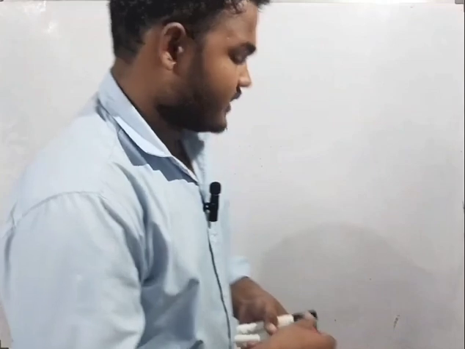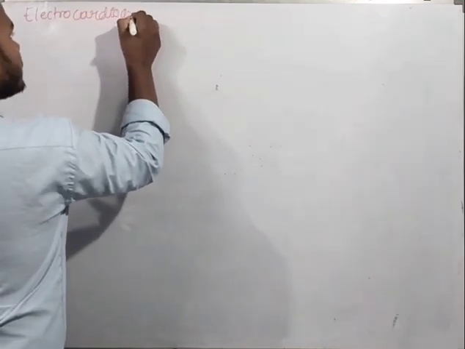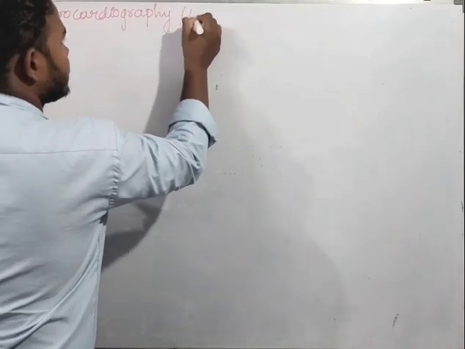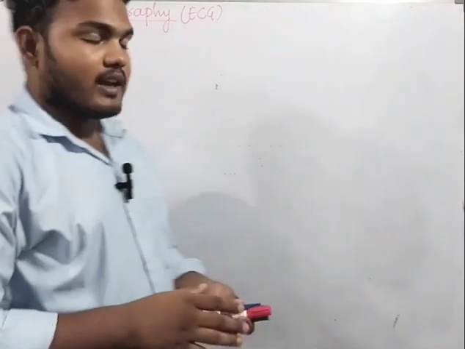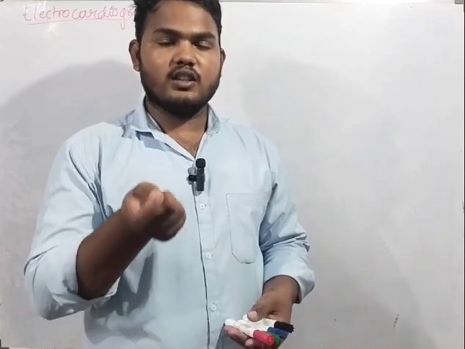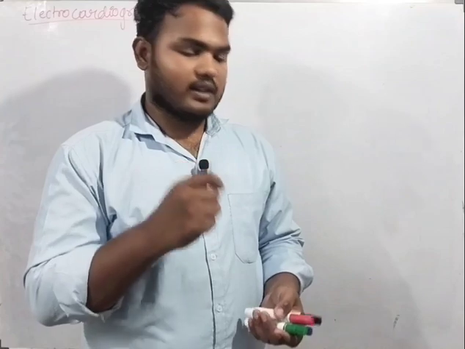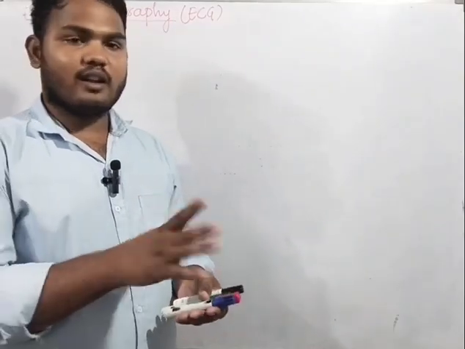Hi guys, today we will see what is an electrocardiograph, that is ECG. ECG is electrocardiography. What is ECG? It is electrocardiography, the representation of the electrical activity of the cardium, that is the heart, into a graph that is known as electrocardiography. Here we will see the electrical activity of the heart in a graphical representation. That is what we will see in this video.